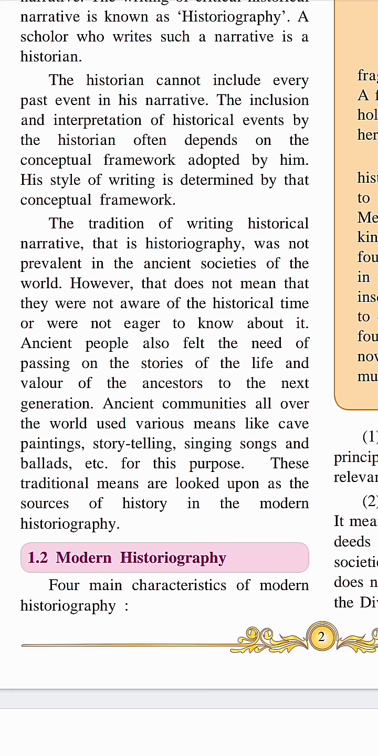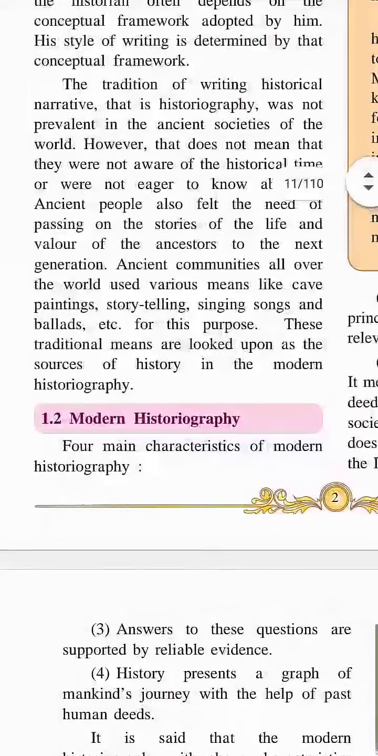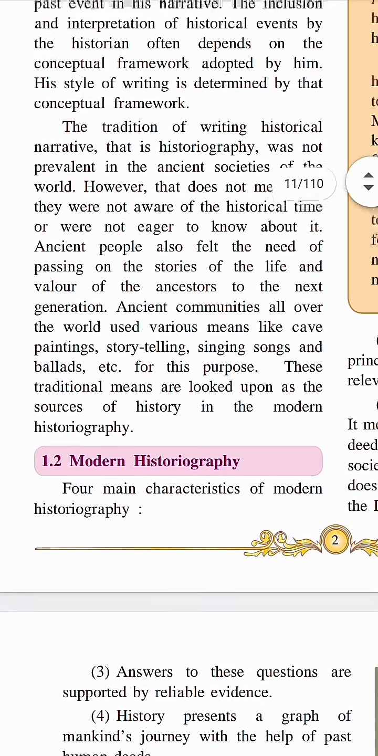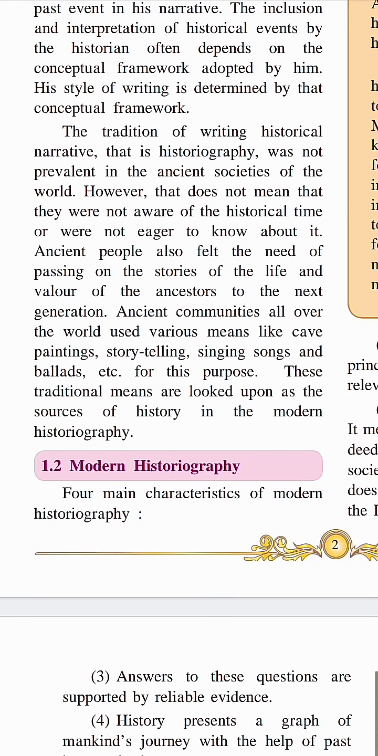And these traditional means are looked upon as a source of history in modern historiography. I would like to give an example. I have a friend of mine who says, I belong to the ancestors of Maharana Pratap. How did he come to know about it? It is through his grandfathers. They have been continuously passing on these stories related to Maharana Pratap, the songs related to Maharana Pratap, the ancestral property which Maharana Pratap has left in this world. Through all this, he comes to know that he belongs to the ancestors of Maharana Pratap.